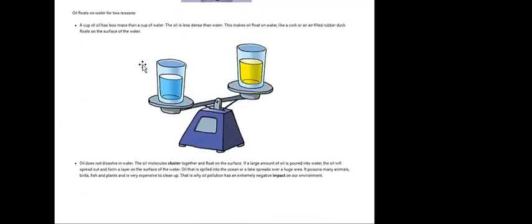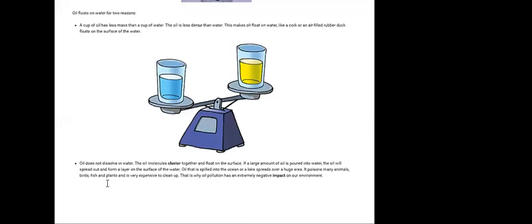Oil floats on water for two reasons. A cup of oil has less mass than a cup of water. The oil is less dense than water. When I say it has less mass, I'm not saying that it weighs less, because weight has to do with gravity. But I'm talking about the individual particles and how many particles there are. If there are more particles in one substance than another, then that will usually be denser. This makes oil float in water like a cork or an air-filled rubber duck floats on the surface of water.